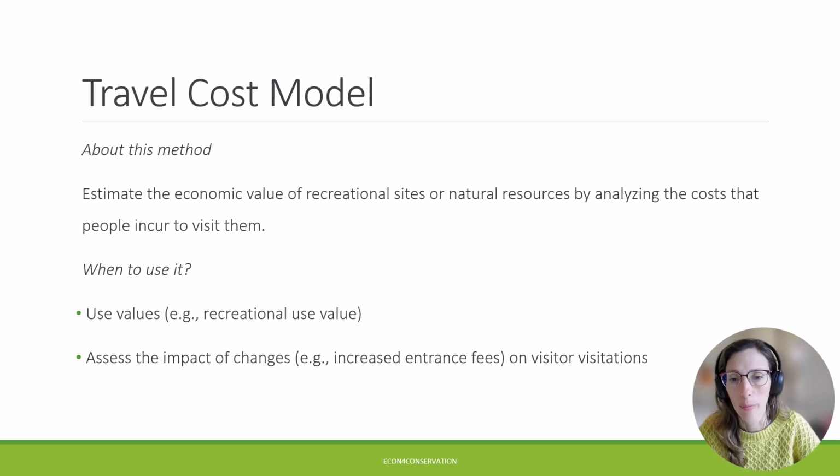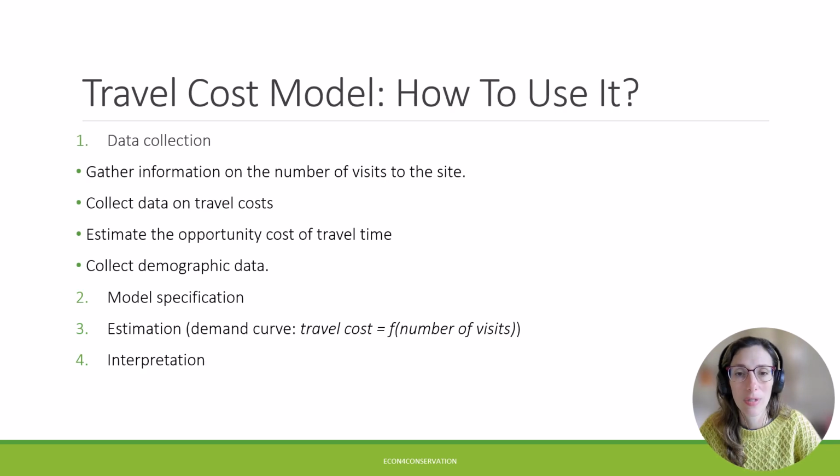As with hedonic pricing, you can follow 4 steps. The first step consists of data collection. In this first step, you will most likely need to conduct a survey because the data needed here do not exist in most places. So you should gather information on the number of visitors to the site, and collect data on travel costs like fuel, accommodation, restaurants, souvenirs, entrance fees. You should collect data on all tourist expenses, and that is why you will most likely need a survey.